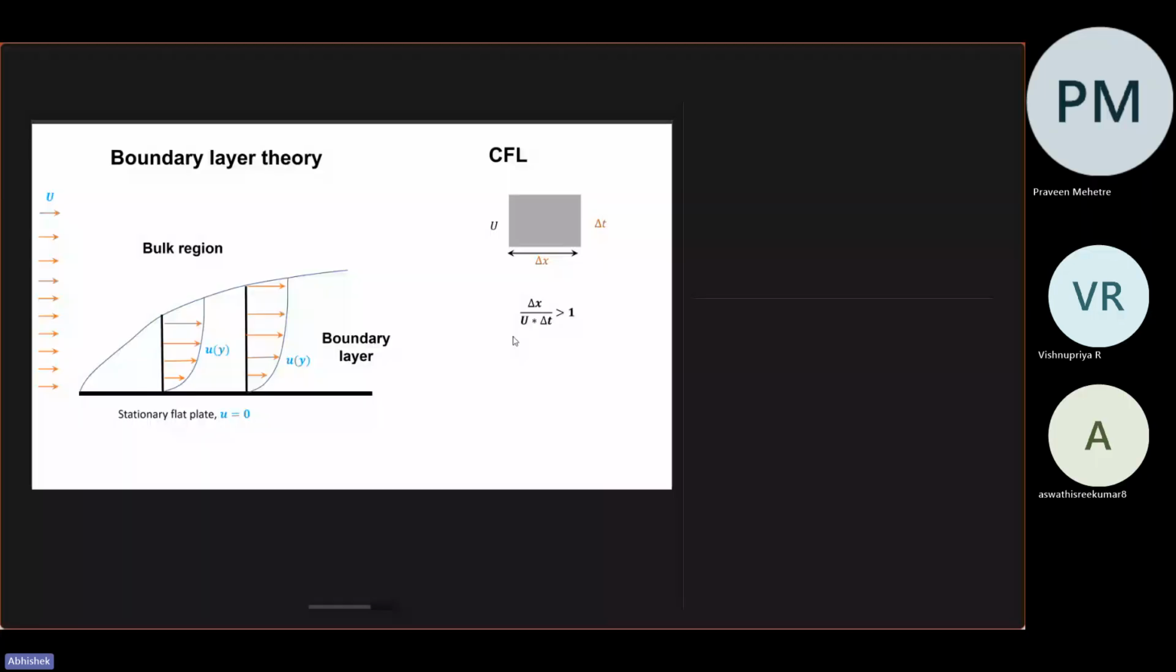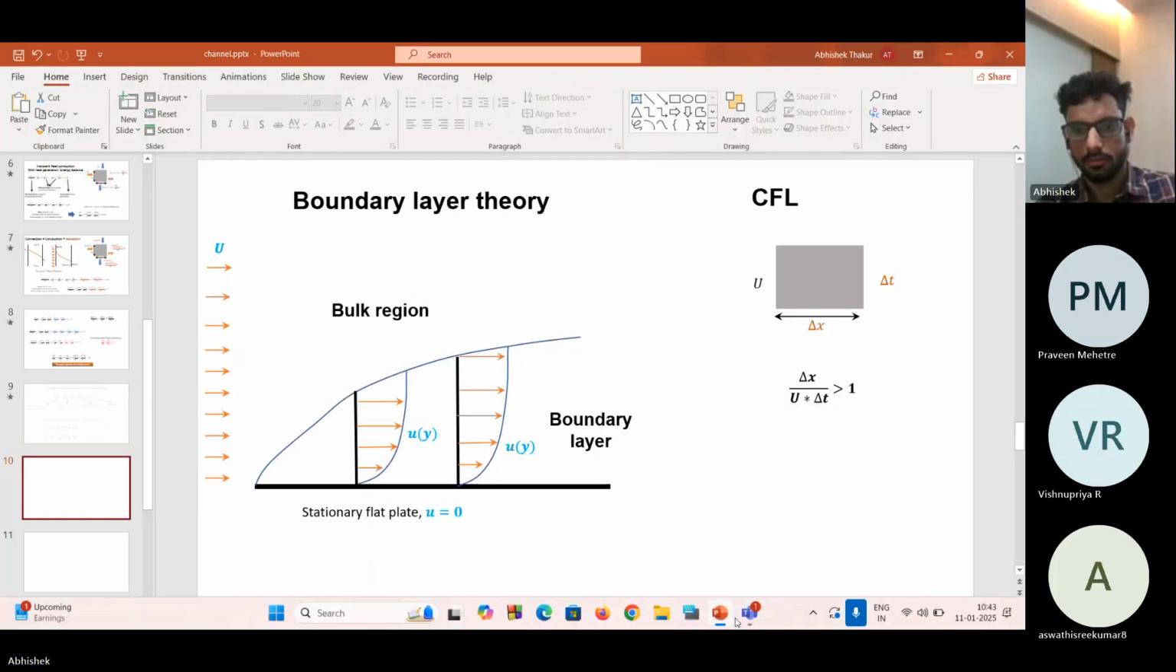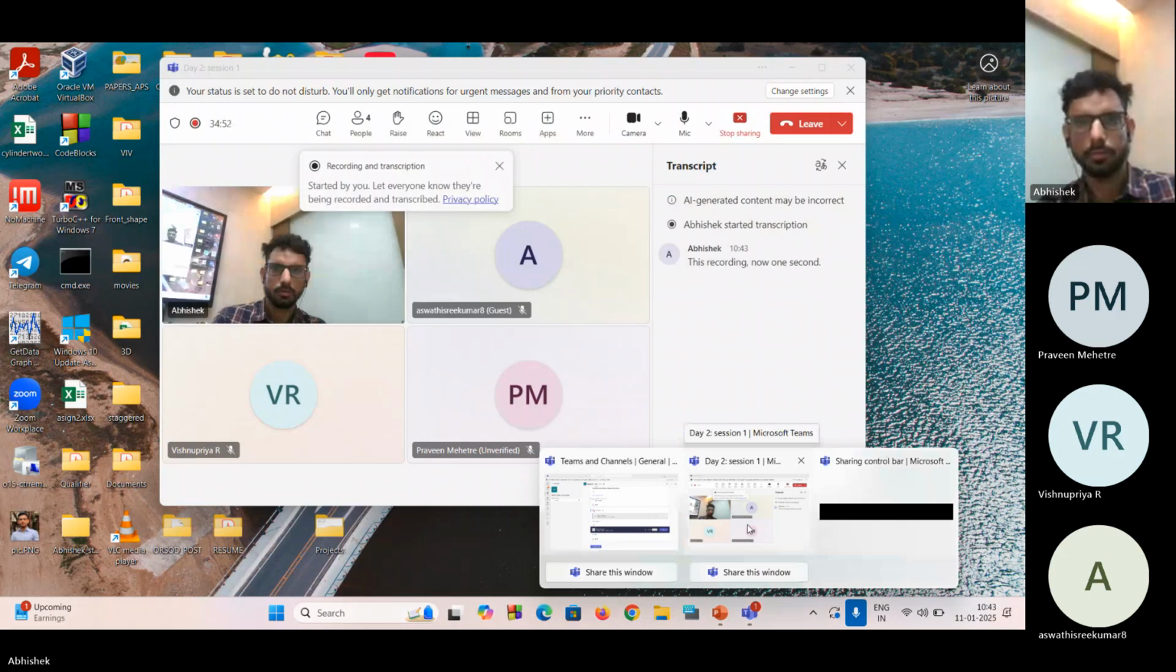It is recording now, no? One second. Right.